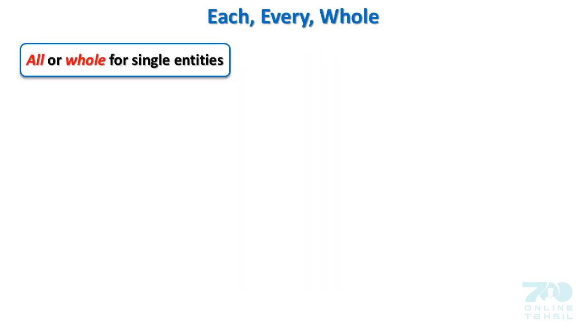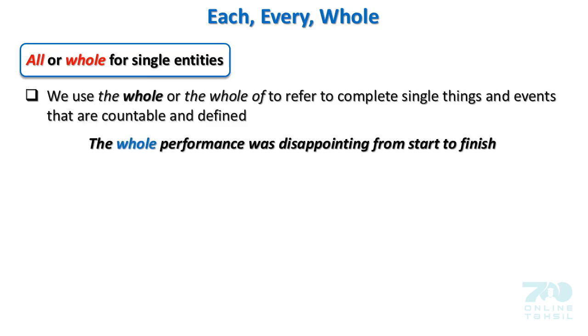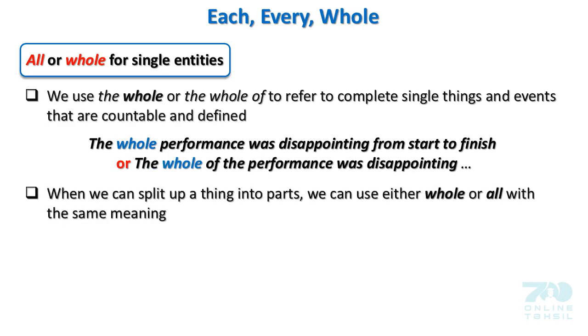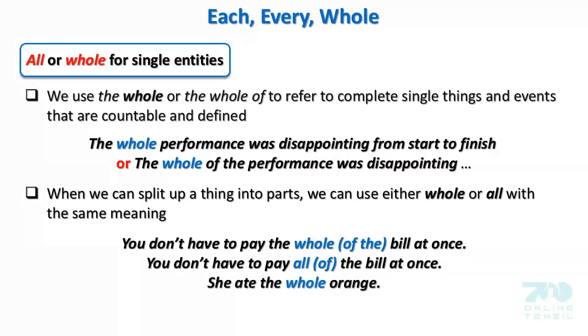All or whole for single entities. We use the whole or the whole of to refer to complete single things and events that are countable and defined. The whole performance was disappointing from start to finish, or the whole of the performance was disappointing. When we can split up a thing into parts, we can use either whole or all with the same meaning. You don't have to pay the whole of the bill at once. You don't have to pay all of the bill at once. She ate the whole orange. She ate all of the orange.